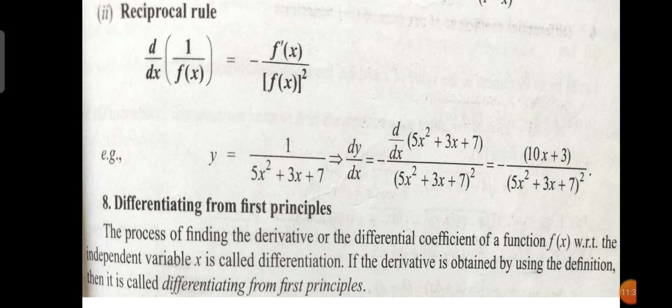Differentiating from first principles: the process of finding the derivative, or the differential coefficient, of a function f with respect to the independent variable x is differentiation. If the derivative is obtained by using the definition, that is differentiating from first principles. So what is differentiation? It is the process of finding the derivative or the differential coefficient of a function f of x with respect to the independent variable x.